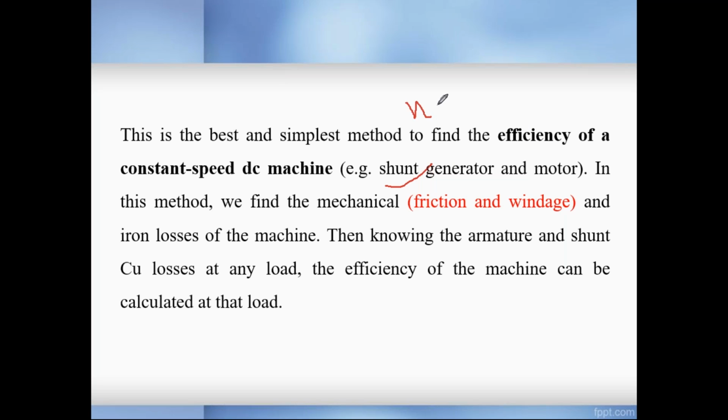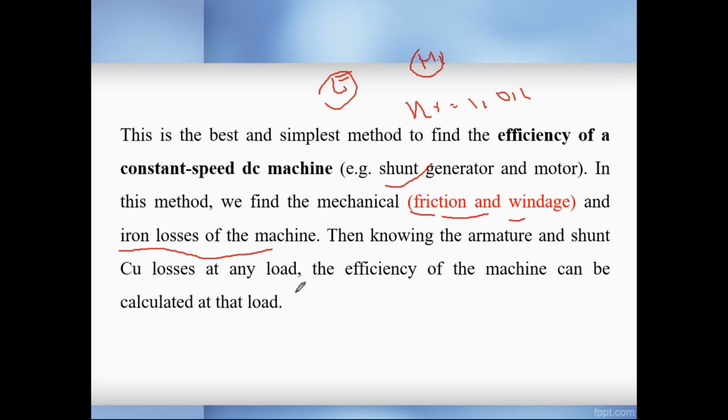If you want to find the efficiency, you need to know the input, output and losses. If you know these three parameters, then only you can calculate the efficiency, right? In the previous methods we only found the electrical losses, but we were not considering any mechanical losses. In this test we are going to find two losses, electrical and mechanical. In this method we find the mechanical losses, that is friction and windage, and the iron losses of the machine. Now we get clarity, right? By using this method, you can find mechanical losses as well as electrical losses.